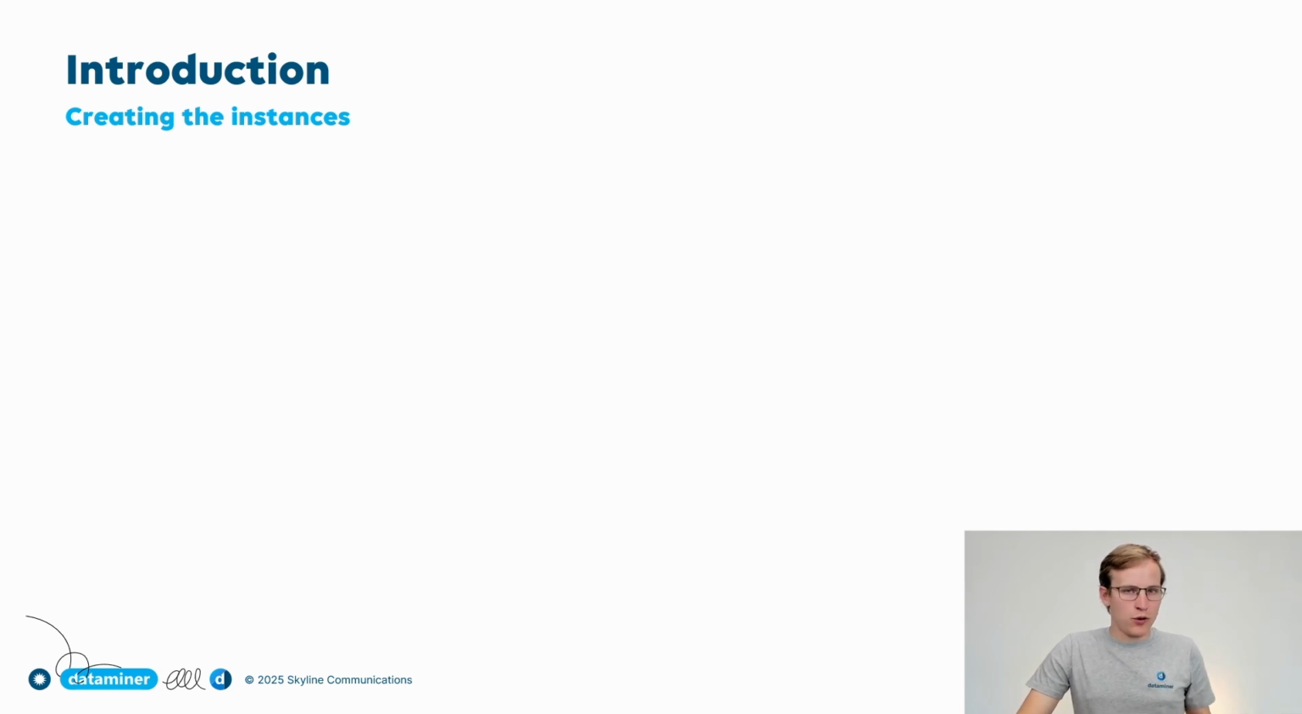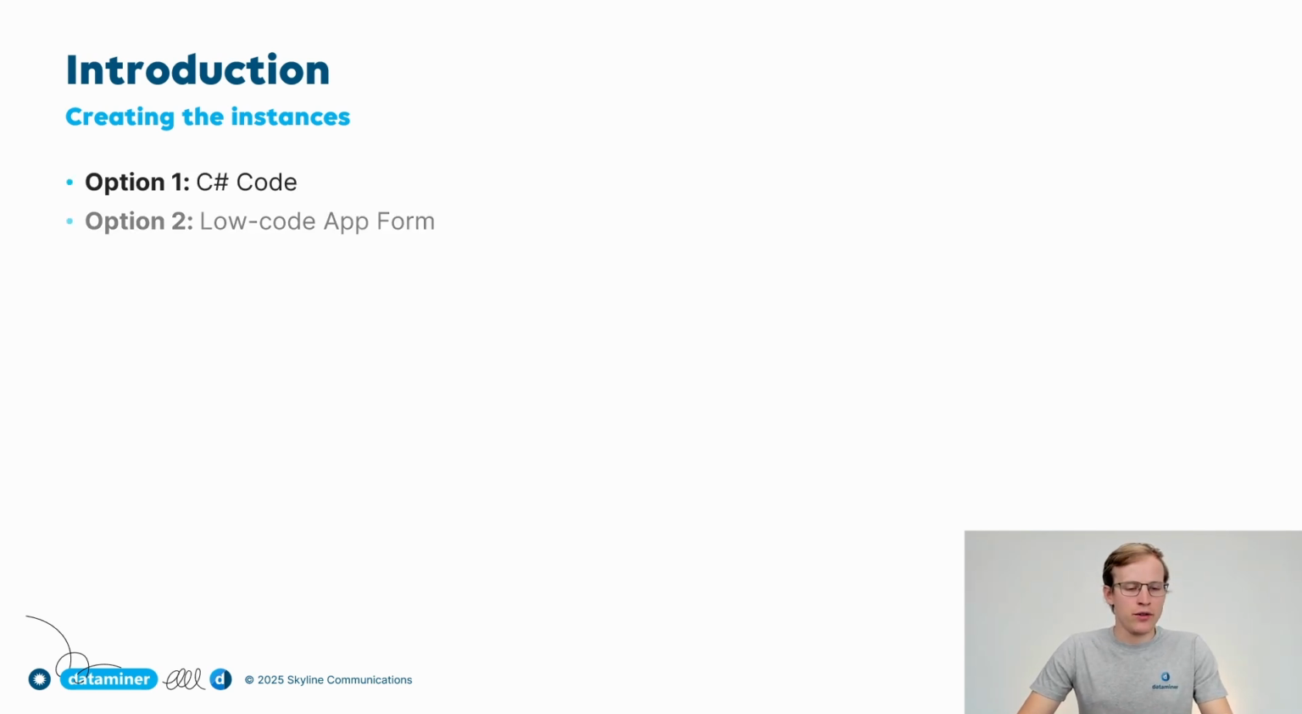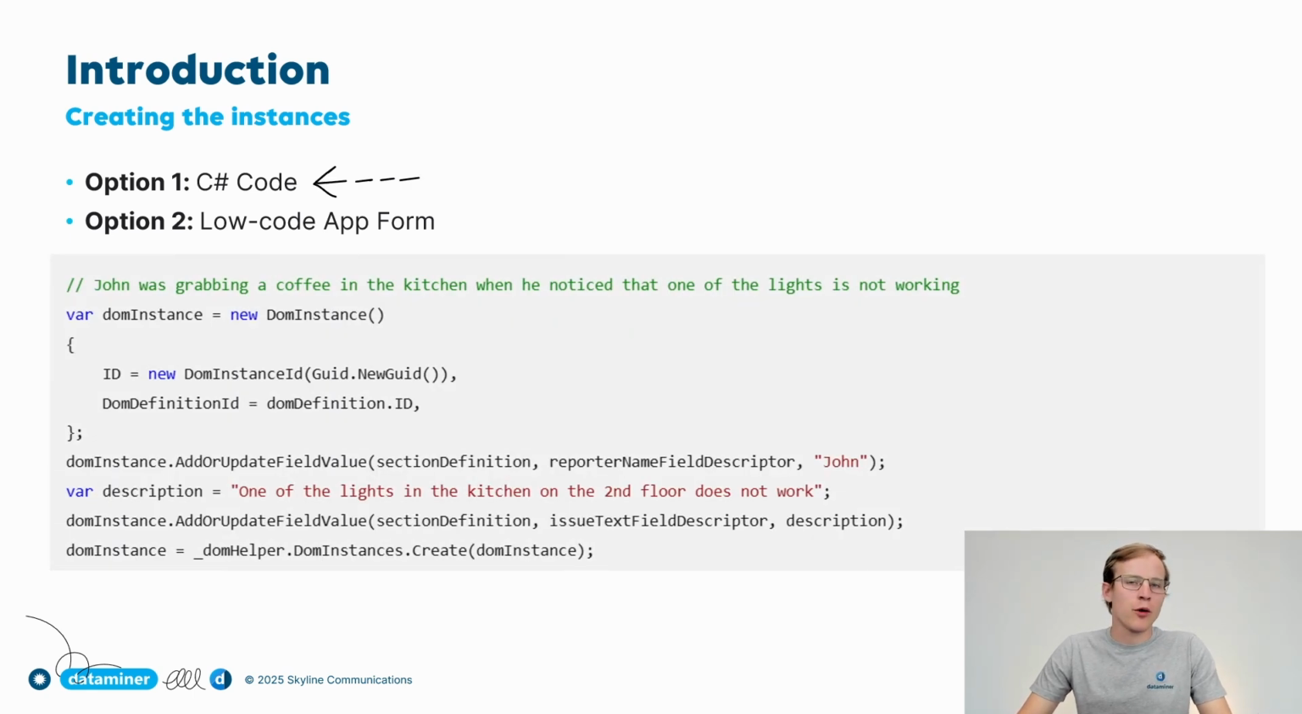So I've just explained to you how you can create the model, but how then do you create the instances? The instances can also be created via code, or you can use the low-code app form, as I mentioned at the start of this presentation. This is how the C# code to create a DOM instance could look. You create a new DOM instance, provide the DOM definition ID, and then you can use the add or update field value method to provide the values.